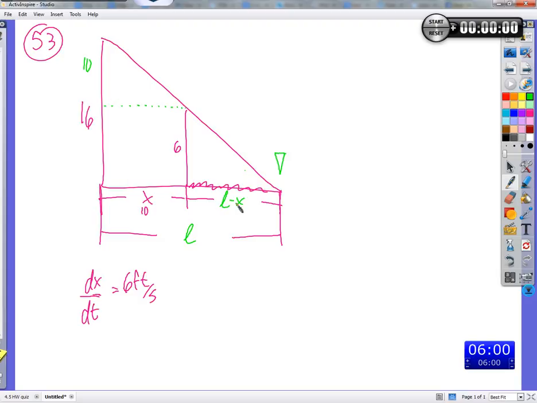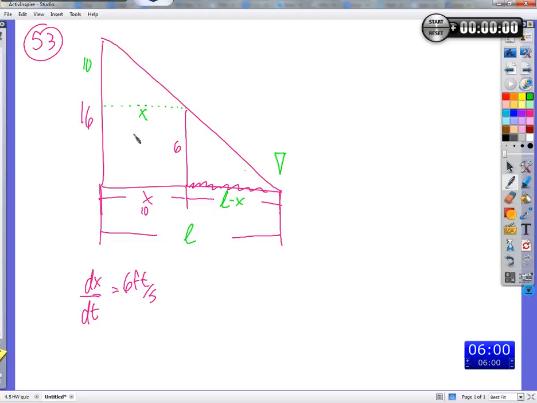Okay, so now we have this triangle here. This distance we could call X. And things that are changing, we need to leave as variables until we take the derivative. If you did nothing else, just remember that rule: leave variables as variables if they are things that are changing, until you take the derivative.